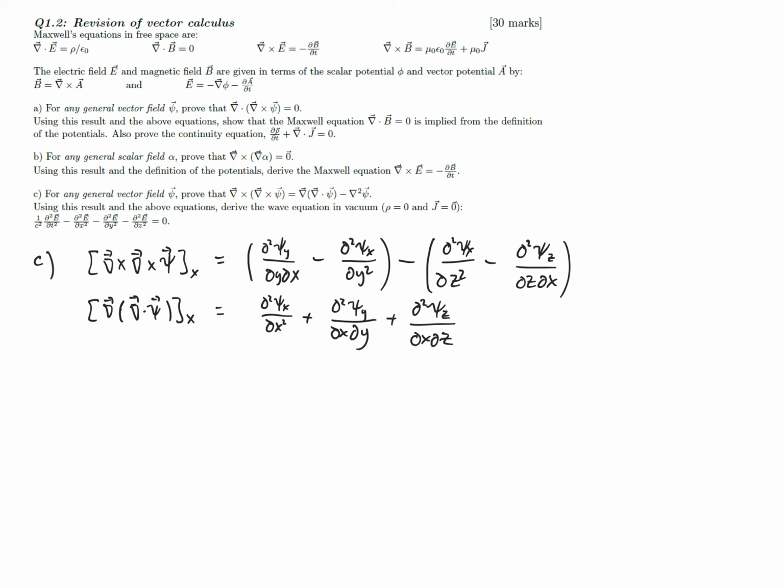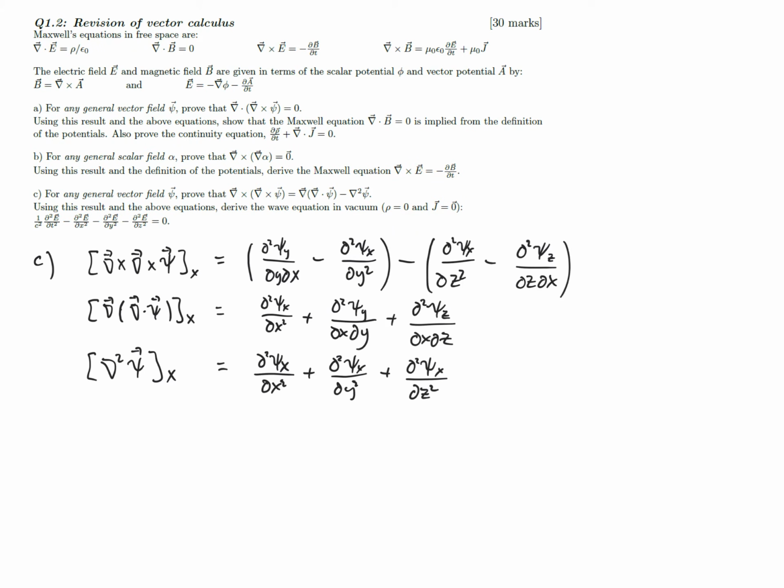We have the x component of the Laplacian of psi, which is, the Laplacian, of course, is del dot del, which is the sum of the second derivatives. So what we want is the x component of the Laplacian of psi. What does that give us? It gives us this. That's probably the easiest one.